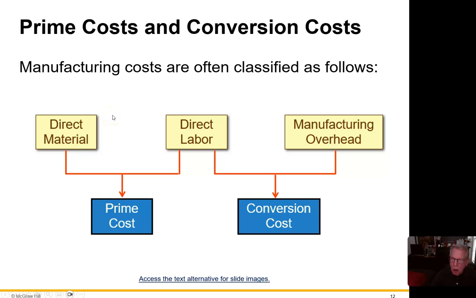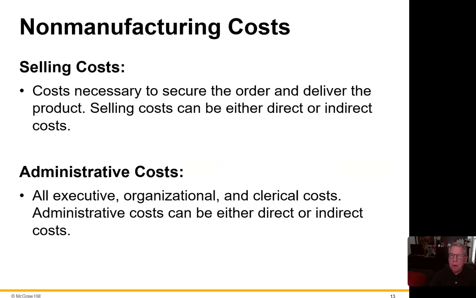We have prime costs and conversion costs. So we classify that as follows. If we have direct material and direct labor, those are our prime costs. But then when we convert those direct materials into a product, the conversion cost includes direct labor and manufacturing overhead. You'll see why conversion costs particularly will be more important as we proceed in the subsequent chapters.